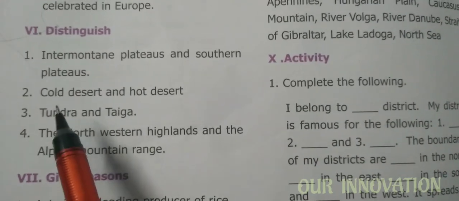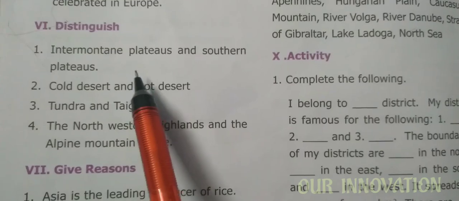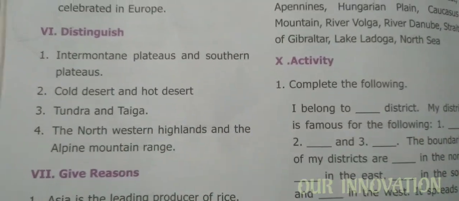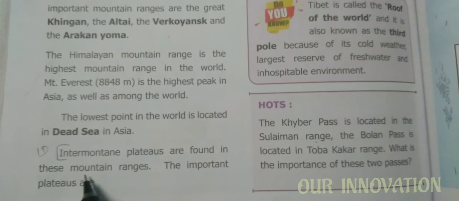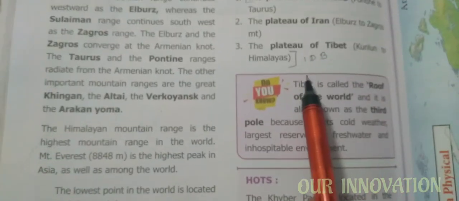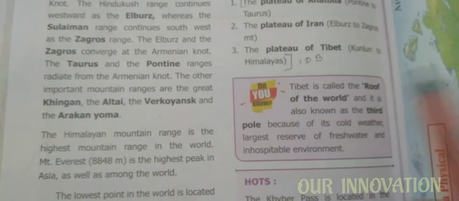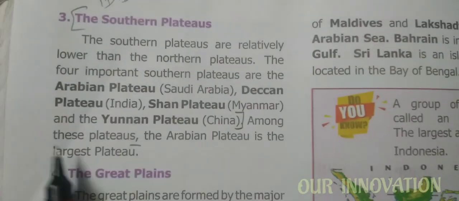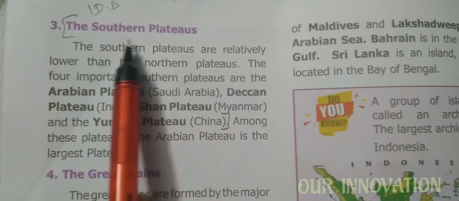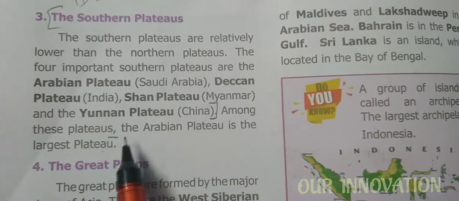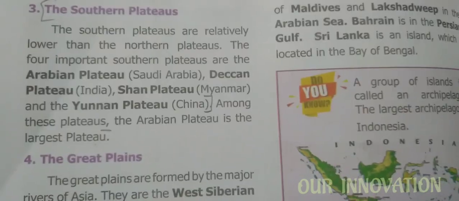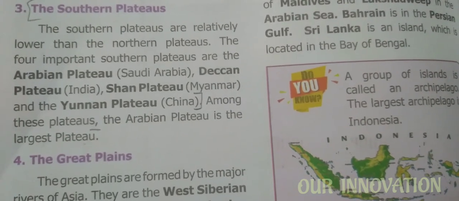Roman letter 6, distinguish between intermountain plateau and southern plateaus. Page number 146, mark from here students. Ingerindhu idu varai mark panikonga. This is the distinguish between southern plateau. Ingerindhu mark panikonga. See this full paragraph. You can write the whole paragraph for southern plateau. Okay, this is the first distinguish between.